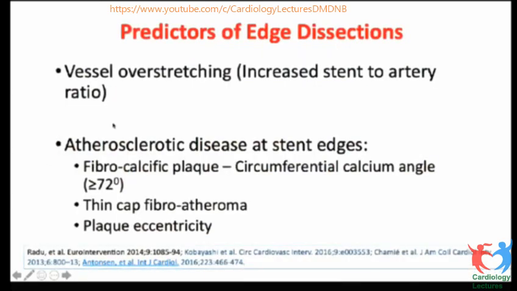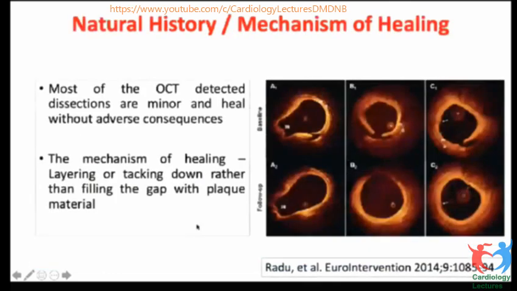So what are the predictors of edge dissection? Vessel overstretching, that is increased stent to artery ratio. Then the presence of atherosclerotic disease at the edges, particularly the presence of fibrocalcific plaque, eccentric plaque, and thin cap fibroatheroma. These decide the occurrence of your edge dissections.